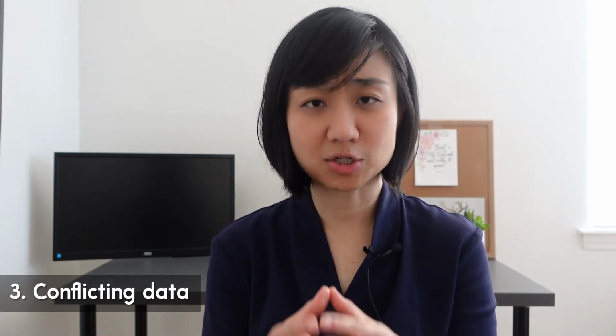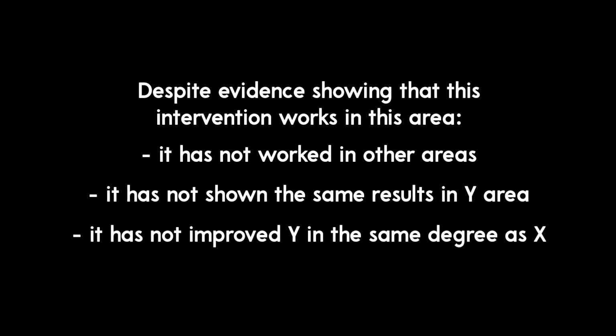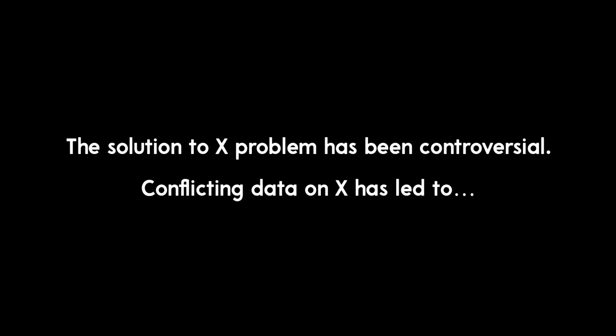The third formula, conflicting data. This is a good one because it immediately tells the reader that the research community still has unanswered questions. Some examples. Despite evidence showing that this intervention works in this area, it has not worked in other areas. It has not shown the same results in Y area. It has not improved Y to the same degree as X. And a more direct way to give conflicting data could be, the solution to X problem has been controversial, or conflicting data on X has led to.